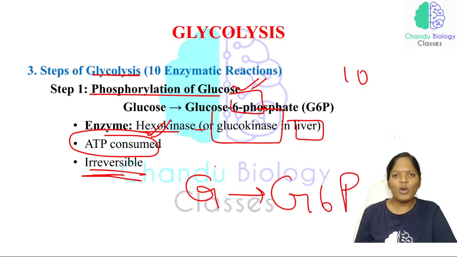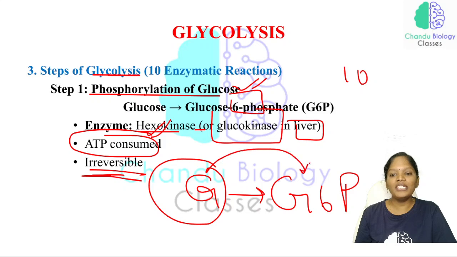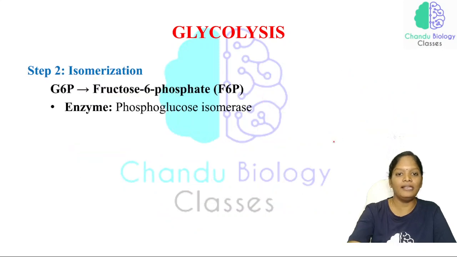Once glucose is converted into glucose 6-phosphate, it is irreversible. And for what reason will the cell convert glucose into glucose 6-phosphate? Whenever glucose has to enter into the cell, it should not stay as free glucose. It has to be glucose 6-phosphate. Only then does it stay in the cell.